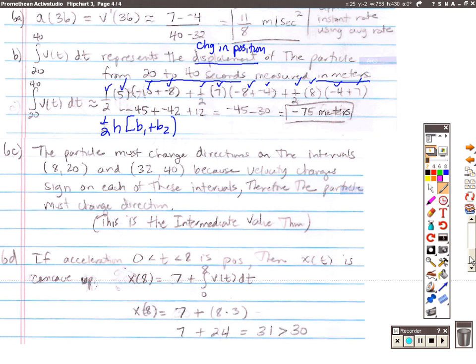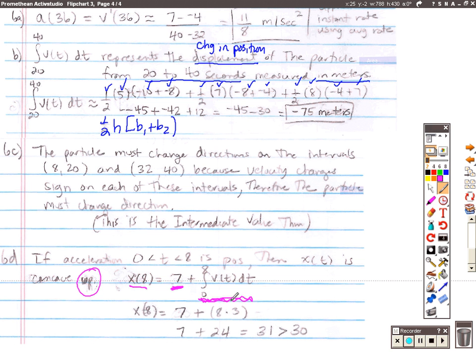If the acceleration from 0 to 8 is positive, then x of t, the original function, is concave up, which we talked about. The value at 8 would be 7. Now that's where that important 7 comes from. The particle started its traveling at 7, and I need to figure out how much position the particle gained from 0 to 8.